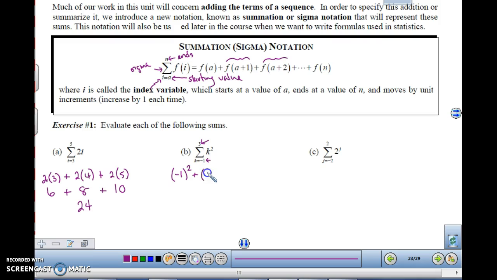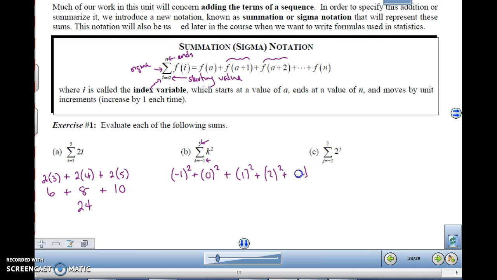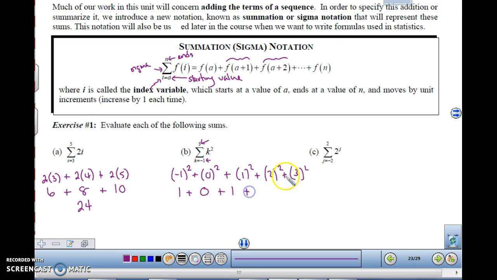The next term up would be 0 squared, and then 1 squared, 2 squared, and 3 squared. Oops, not 3 times 2, 3 squared. Sorry. All right, so I take each successive term of the sequence starting at negative 1 and ending at 3, square them, and then add them together. So negative 1 squared is 1, 0 squared is 0, 1 squared is 1, 2 squared is 4, and 3 squared is 9. If I add them together, 1 and 1 is 2, and 4 is 6, and 9 is 15. So there is my answer.